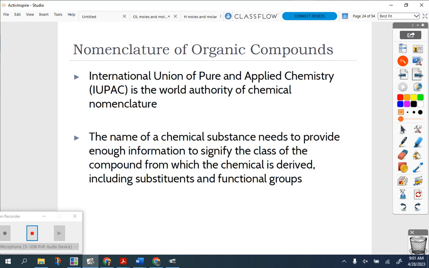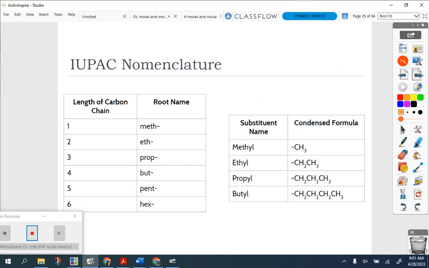So we talked about how IUPAC has kind of the authority over chemical nomenclature, and that's what IB wants you to use. There are lots of different naming systems that have changed over the years and been different in different places and times, but we're going to use the IUPAC nomenclature. So to start off, remember that the first thing you want to do is find your longest carbon chain. And the naming of the substance is going to be rooted in the length of the carbon chain. And you're going to use these roots to name that.